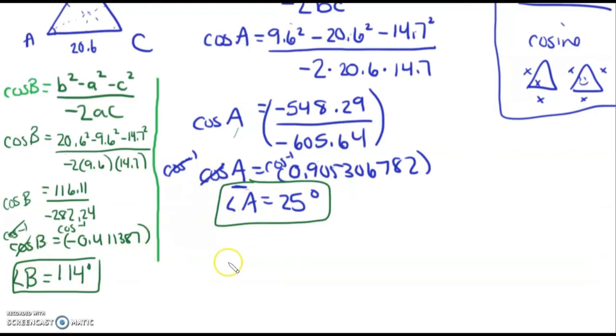Okay, so I get angle A, angle B, and now angle C is just going to be 180 minus 25 minus 114, and I get 41 degrees.